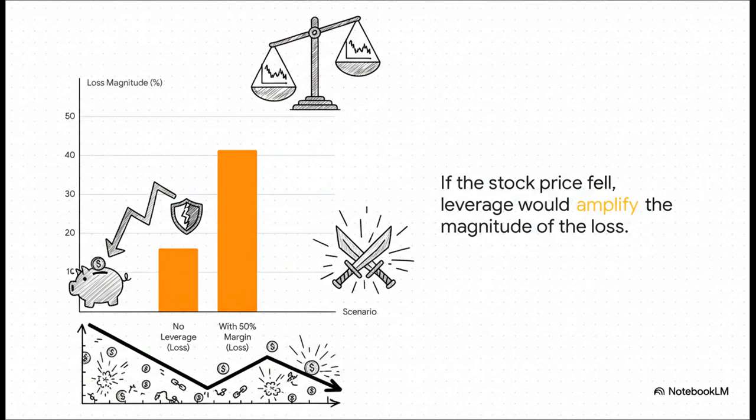But here's the other side of that coin. What if the stock had gone down instead of up? Without leverage, we would have had a 16% loss. Not great, but manageable. With that same loan, though, our loss gets amplified to a devastating negative 41.5%. You see, leverage is a double-edged sword. It can lead to incredible wins, but it can also wipe you out.